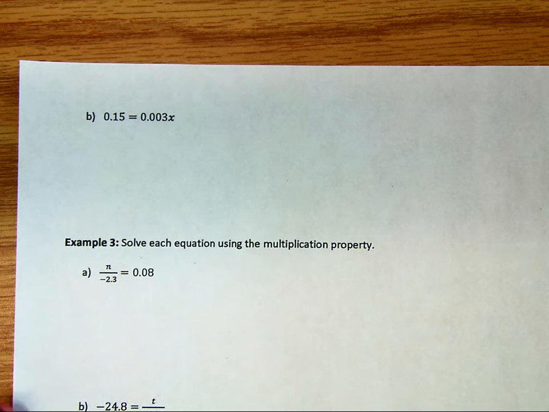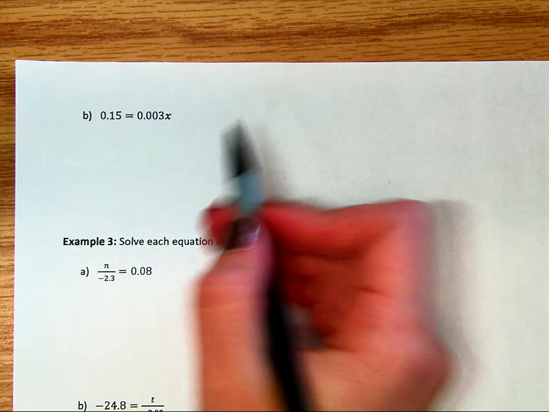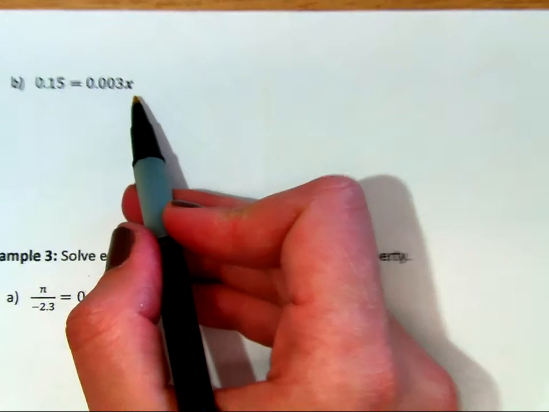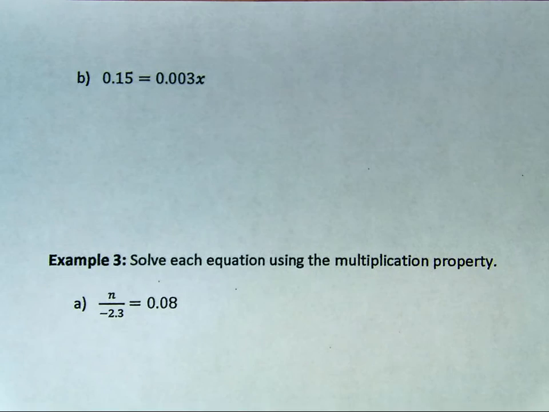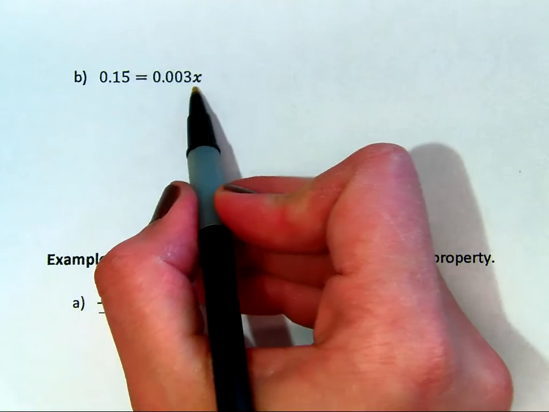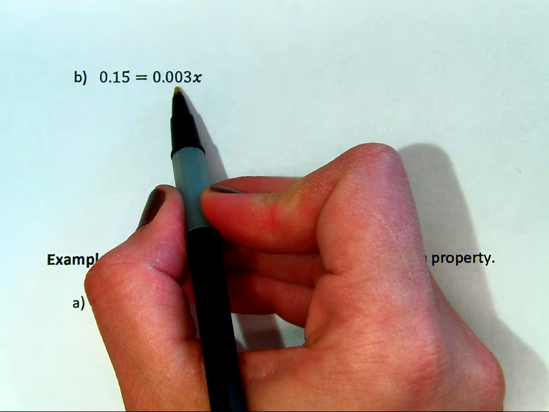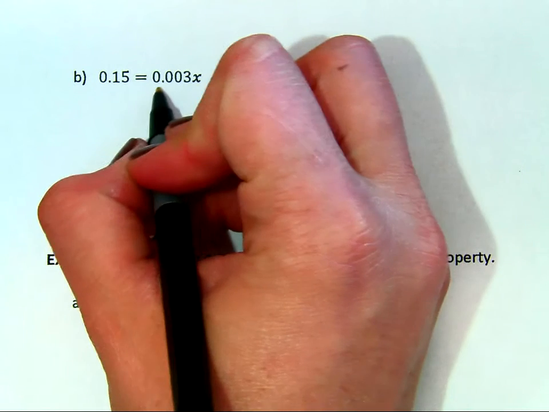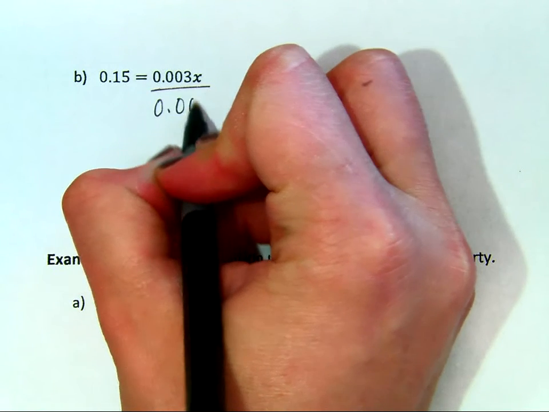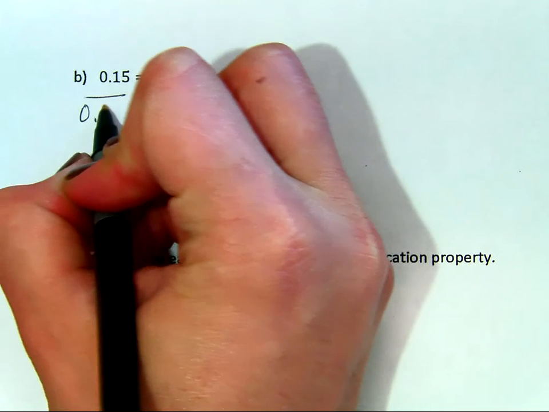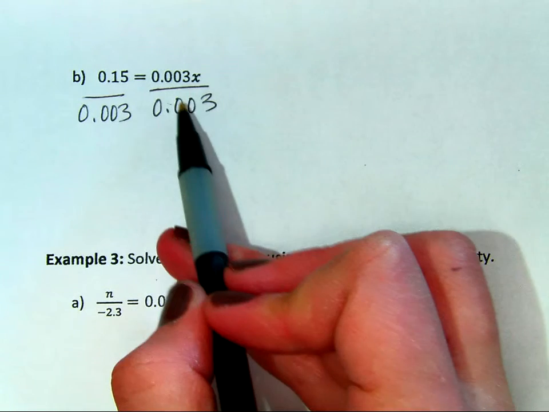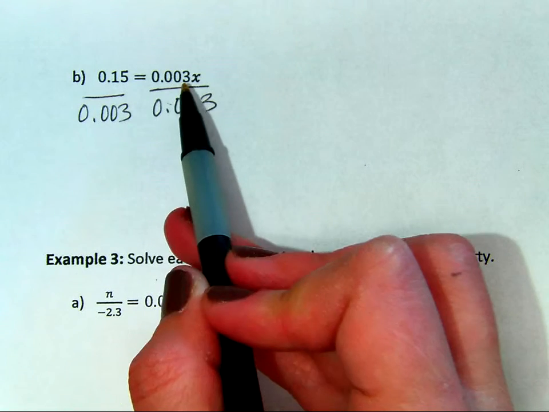Also says to just solve using the division property. So right now my variable's over on the right side, but the same rule holds. I need to get x by itself. Right now it's being multiplied by 0.003, so to undo the multiplication, I divide by 0.003. So you divide by whatever's multiplying the variable.